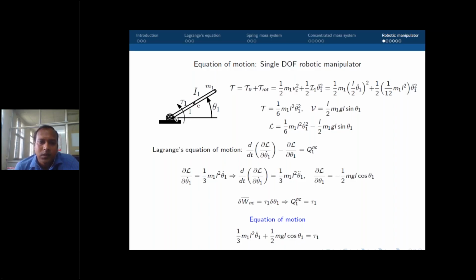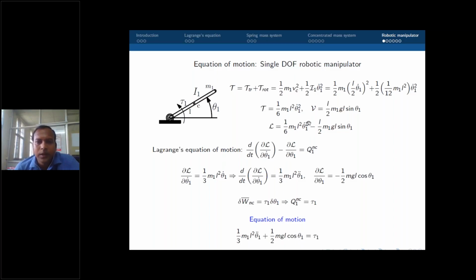So this rotational kinetic energy is now calculated. This is a rod, and the moment of inertia is given by 1 by 12 m l squared. The mass is m1, the length is L. So 1 by 12 m l squared is the moment of inertia. We have substituted it here. So finally, with some simplification, in the second line we have the kinetic energy of the system as 1 by 6 m1 L squared theta 1 dot squared.